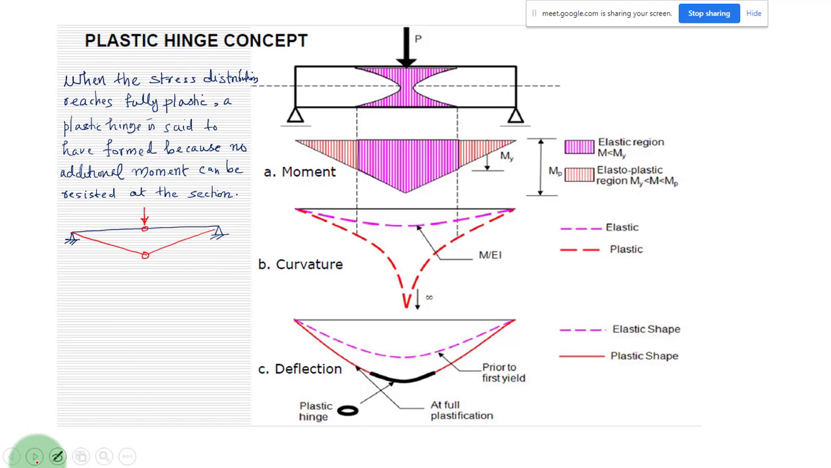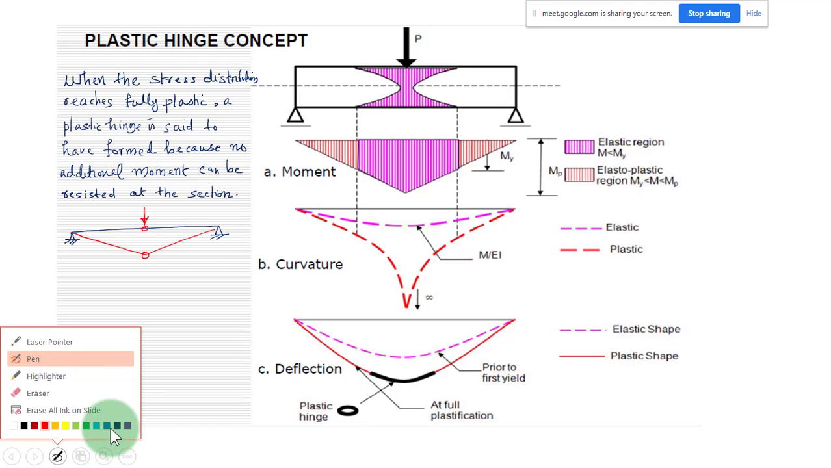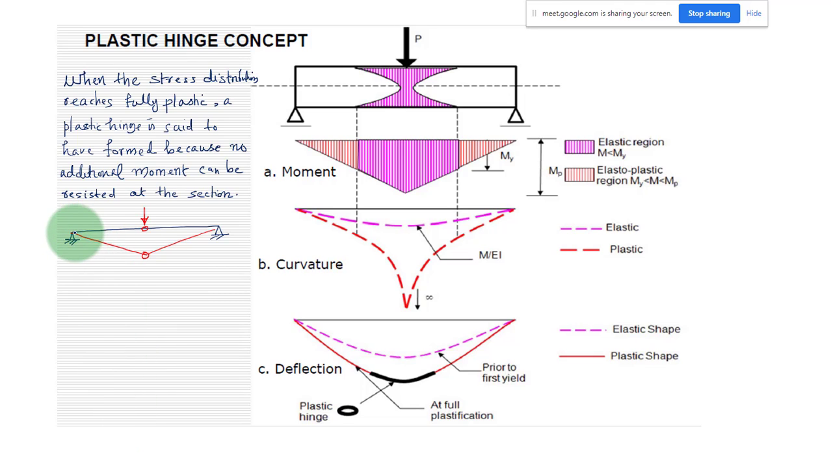Up to that point, what was happening? Up to that point, there was a deflection. It was a deformation. It is having deflection, and if you increase the load, deflection will increase. The curvature will keep on increasing. That is why you can see in the second diagram, this is your moment diagram, and this is your deflected shape in the elastic stage.